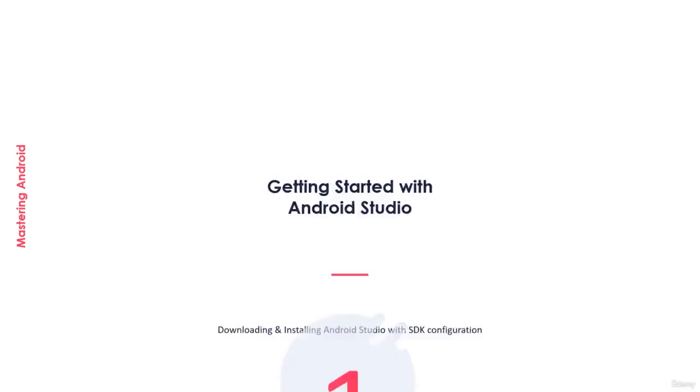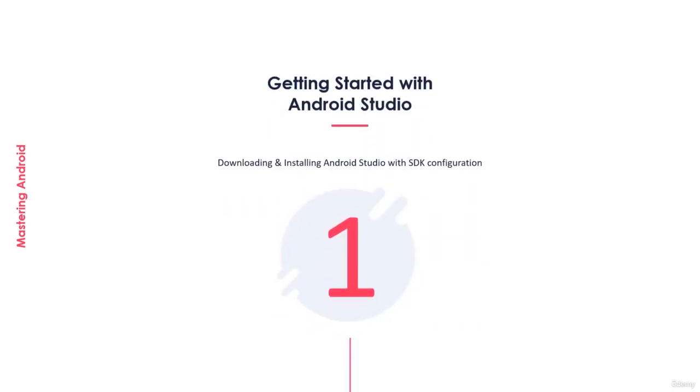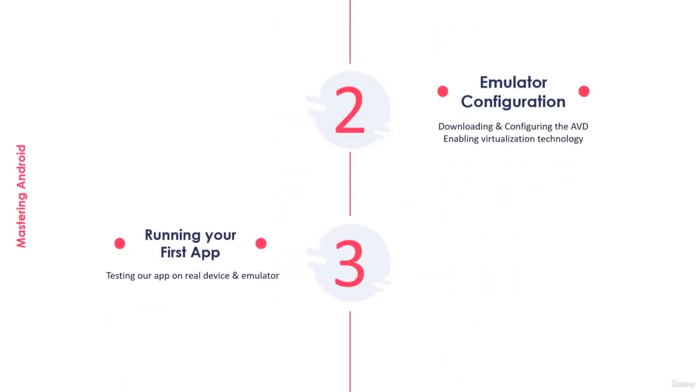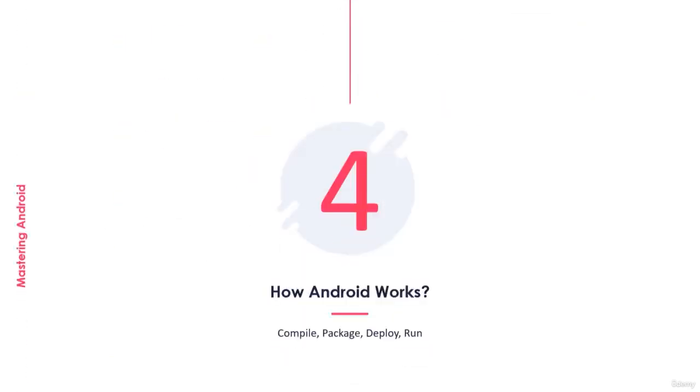Hello, my friends. I'm gonna show you an overview about what we'll learn through this section. We will start by downloading and installing Android Studio with SDK configuration. Then we will move to emulator configuration, downloading and configuring the AVD Android virtual devices, enabling virtualization technology in your PC. Then we will move to running your first app, testing your app on real devices and emulator.